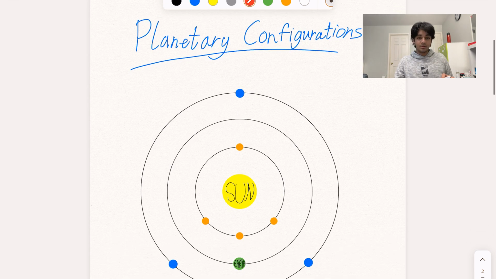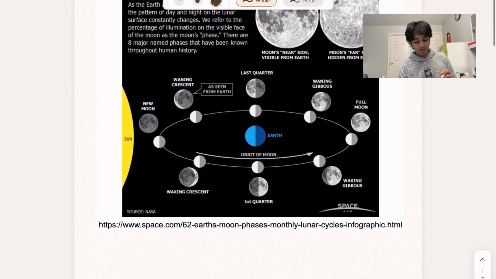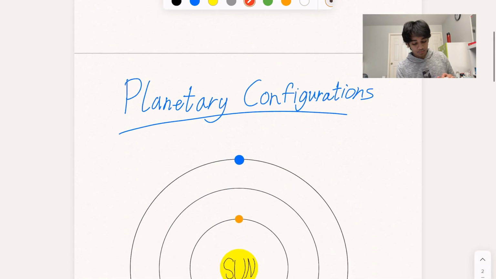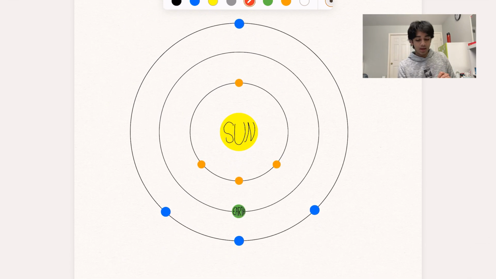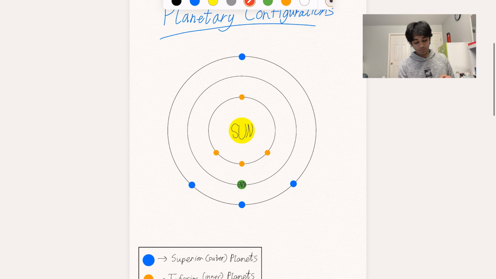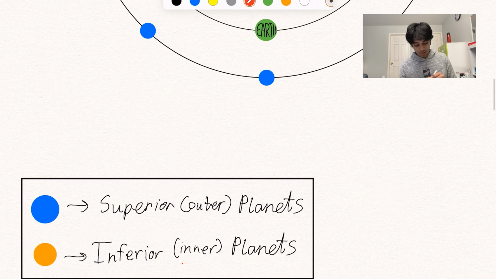Let's talk about planetary configurations now. So just as the moon had different positions labeled differently all around here, there are many names for planets in their specific positions as well. And there are going to be 8 main positions we're going to be talking about. 4 of them are for inner planets and 4 of them are for outer planets. Inner planets are defined as ones that are closer to the sun than the Earth, and outer planets are ones further away from the sun than the Earth.